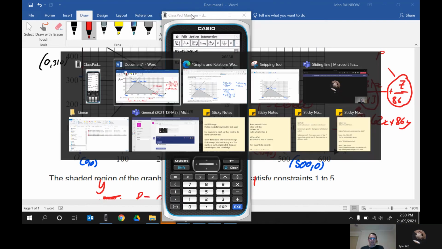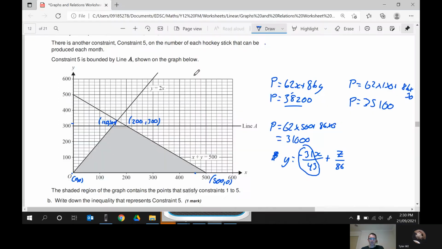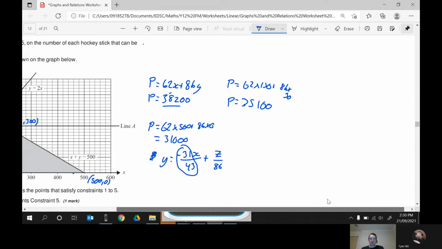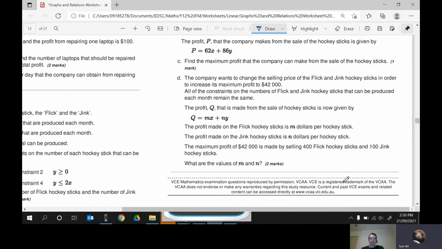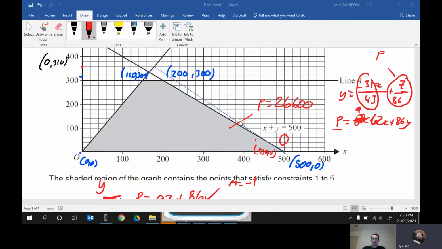So should we have a look at this question? Yeah. All right, let's look at the next one. But this one gives the maximum profit as 42K. That's fine. The company wants to change the selling price of Flick and... Oh, okay, this could be different. I just wanted to get you the understanding. Yeah, no, that was really good.